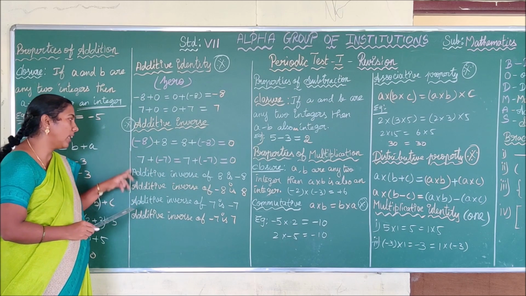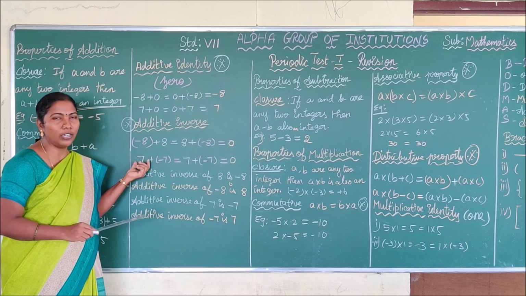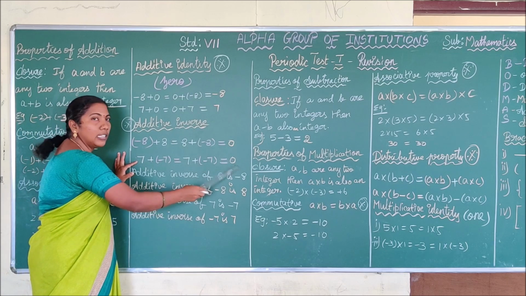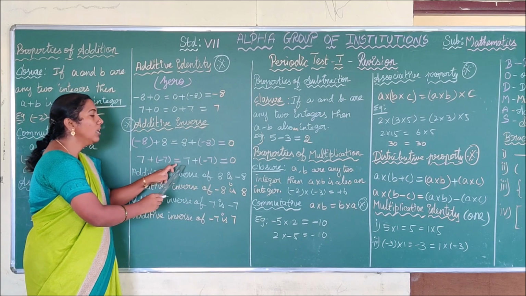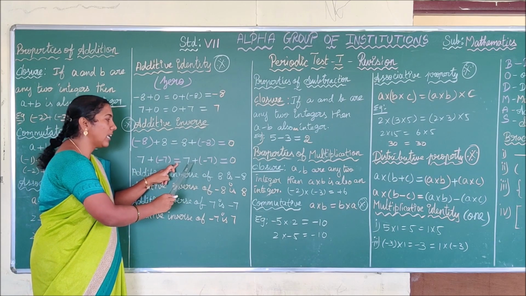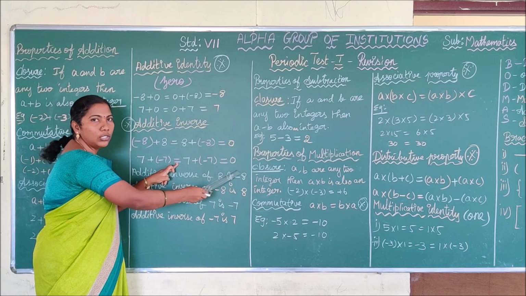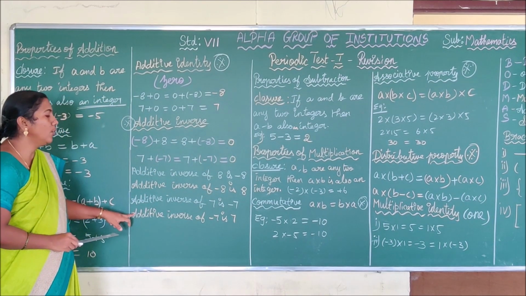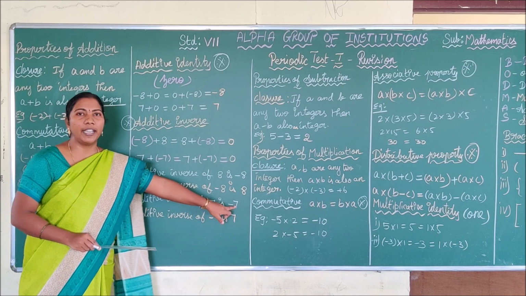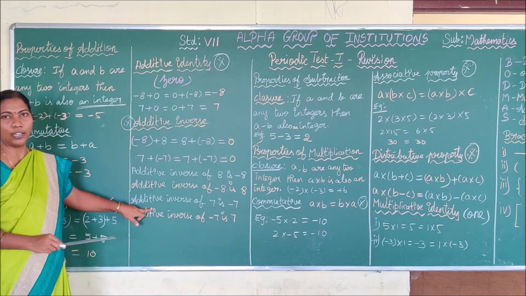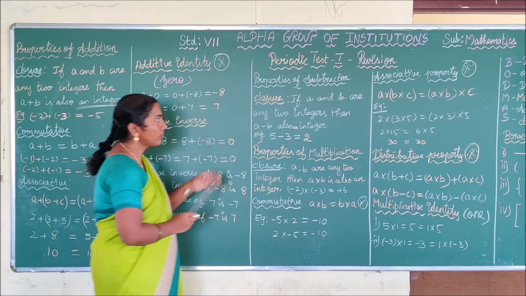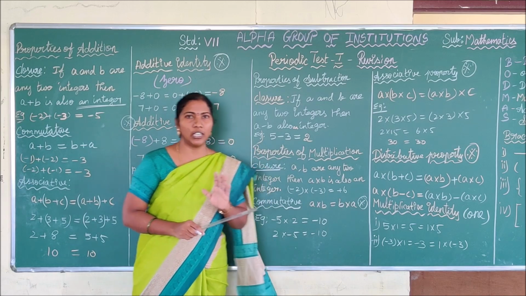In the question, if they are asking what is the additive inverse of 7, you have to write the line like this: 7 plus minus 7 is equal to, change the order of addition. 7 plus minus 7 equals 0, and conclude the answer as additive inverse of 7 is minus 7. Like this you have to write. Okay. That's all about the properties of addition.